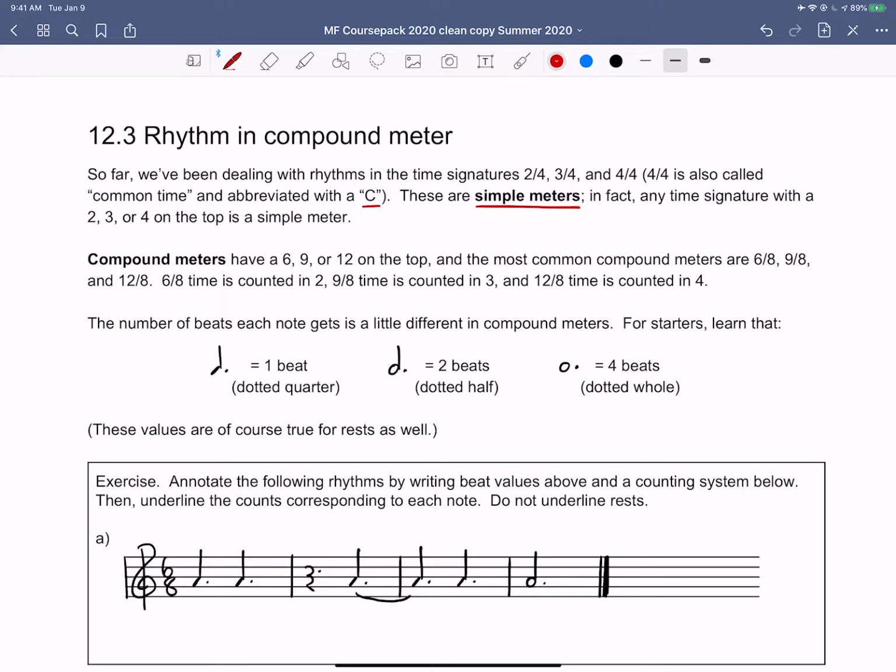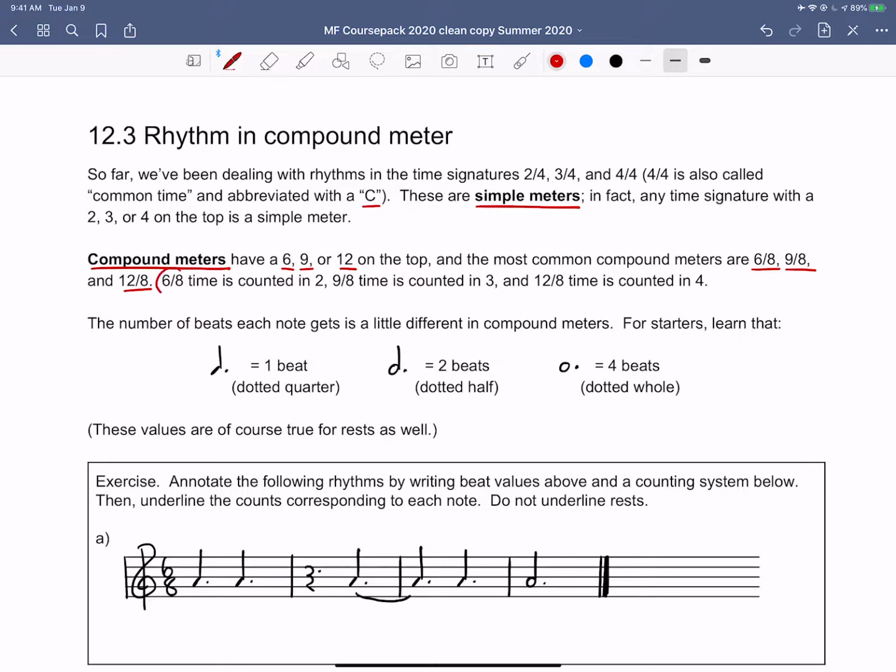Now, in contrast to that, we're now going to introduce compound meters. They have different numbers on the top in their time signatures. They have either a 6, a 9, or a 12 on the top. And the most common compound meters are, in fact, 6/8, 9/8, and 12/8 time. Now, here's something that you're just going to have to accept for the moment, but then we'll see it in practice in a number of examples.